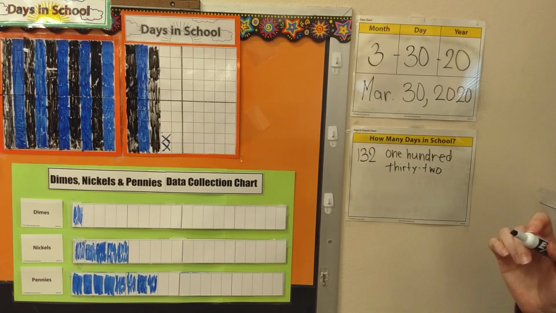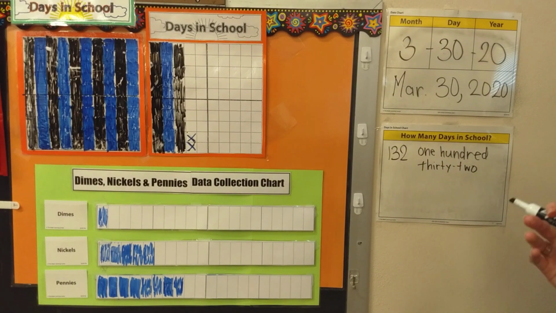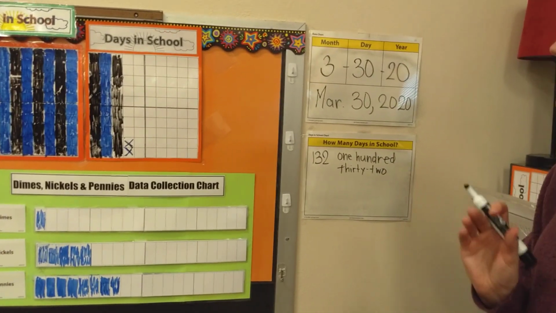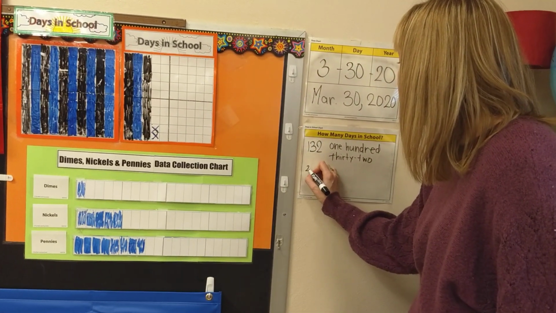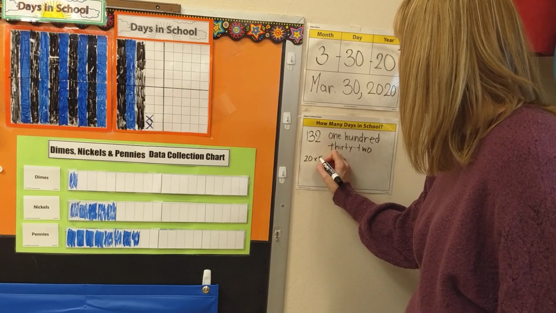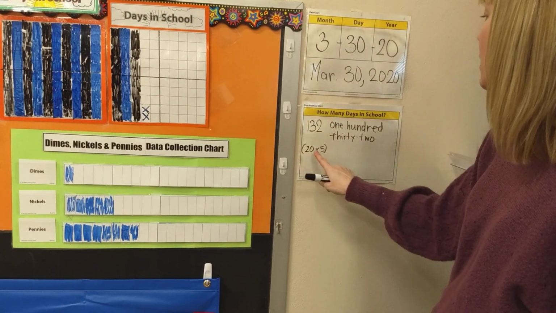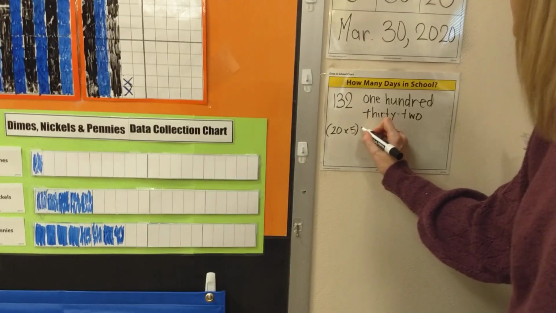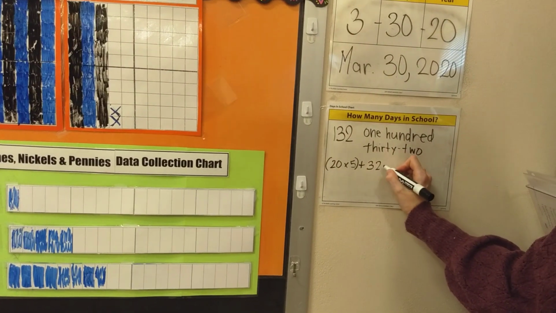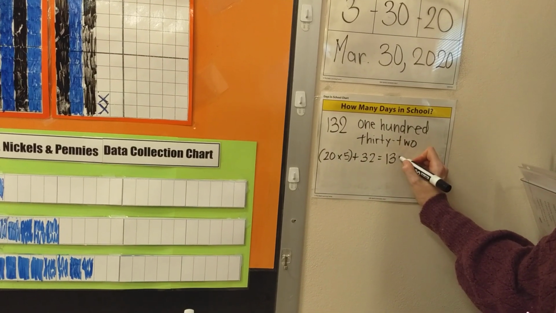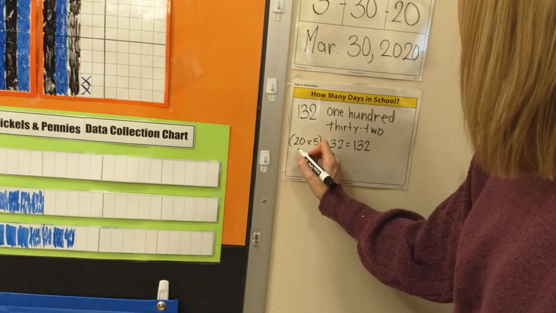Okay, so now I want you to think of an equation for 132. Now, some of you might be doing some multiplication on Dreambox. So if you wanted to try some multiplication, we could say 20 times 5. And because I need to multiply first, I'll put that in parentheses. 20 times 5 is 100. So I could add on 32 more to give me 132.